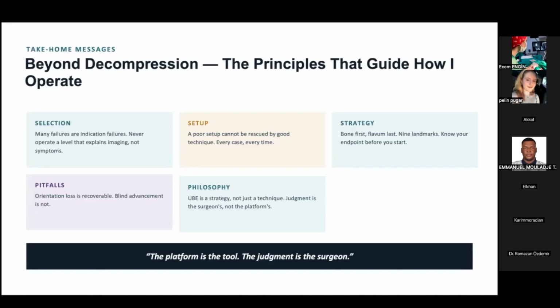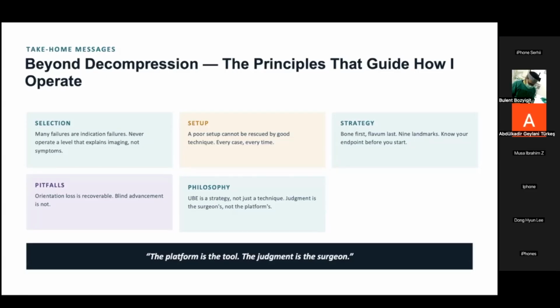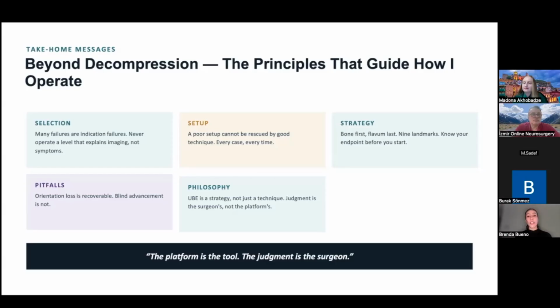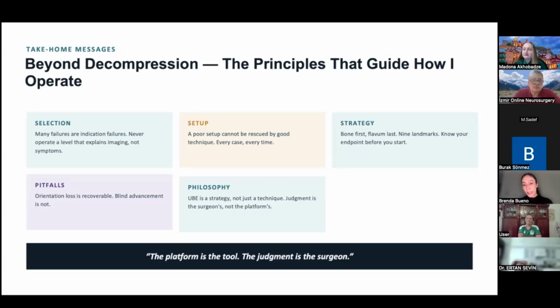And of course, UBE is another technique. The judgment of the surgery does not change with the technique, and the endoscopic technique doesn't mean the other techniques disappear. It's another technique you can offer to your patients with really good results.